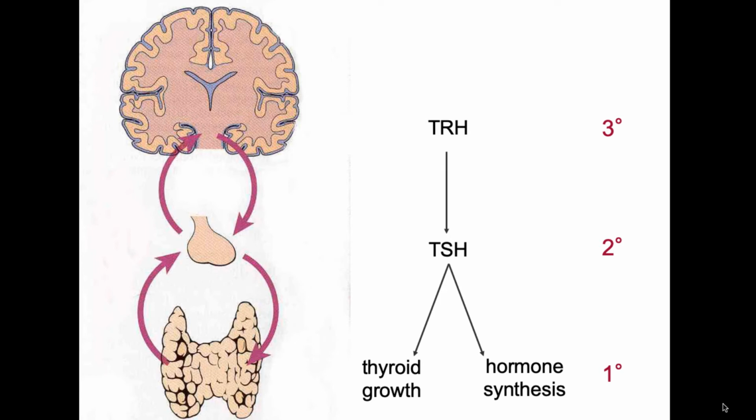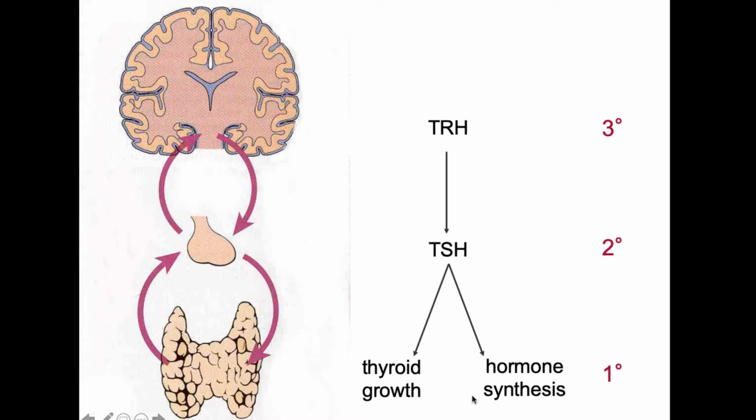Now, tertiary, secondary, primary. TRH is coming from the hypothalamus. This is thyroid releasing hormone. That is secreted to stimulate the anterior pituitary to release TSH, or thyroid stimulating hormone. Thyroid stimulating hormone then goes to the thyroid gland and causes the thyroid gland to produce the thyroid hormones.